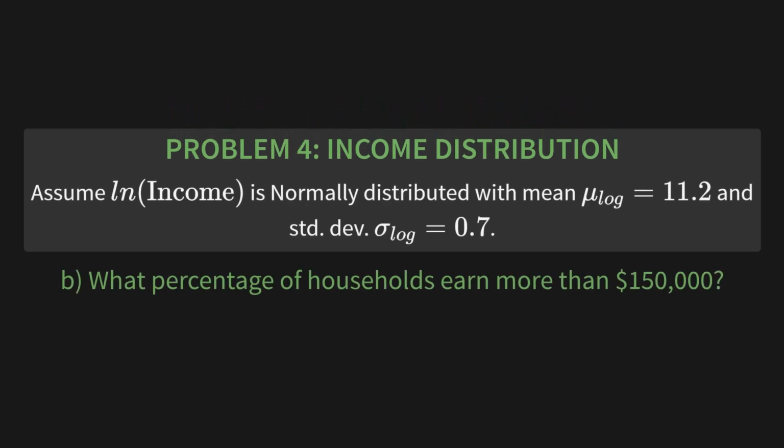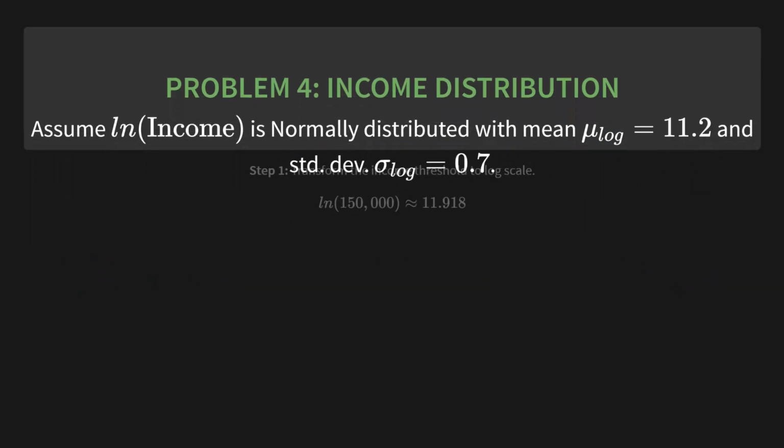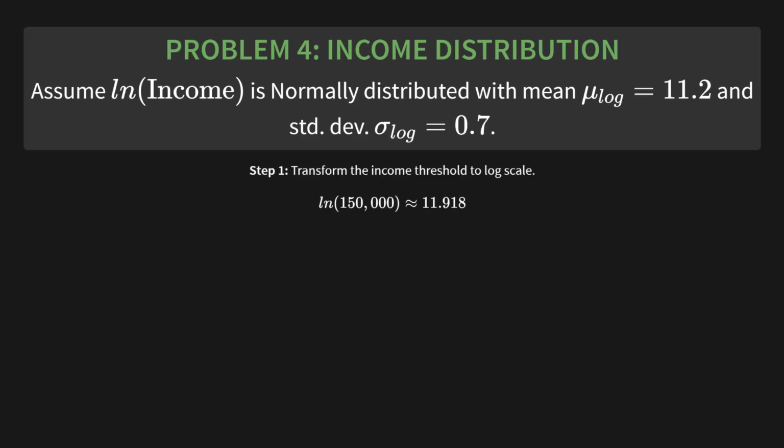For part B, let's assume the natural log of income is normally distributed with a mean, we'll call it mu sublog, of 11.2, and a standard deviation, sigma sublog, of 0.7. The question is, what percentage of households earn more than $150,000? Okay, we are going to walk through this entire process together, step by step.